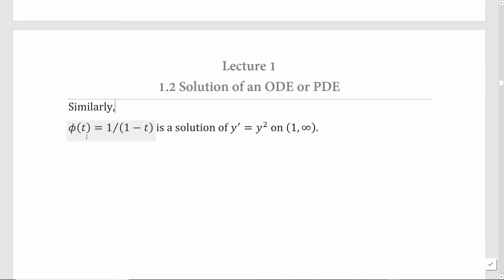Similarly, phi of t defined by 1 over 1 minus t is a solution of this differential equation, y prime equals y squared, on the open interval 1 to positive infinity.